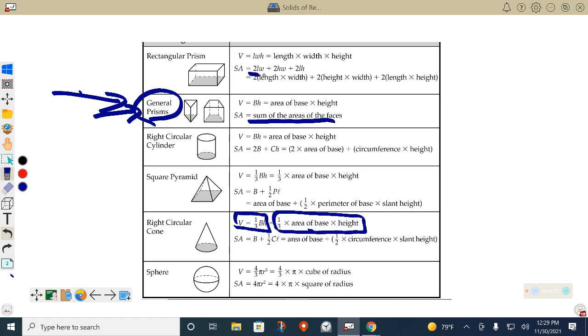Don't use this one. This one it's just misleading. It works, but I don't want you to use this one. I want you to use the general prism one. The sum of the areas of the faces. It's the most logical. It's the one that makes the most sense and the most straightforward. So we're going to use the sum of the areas of the faces.